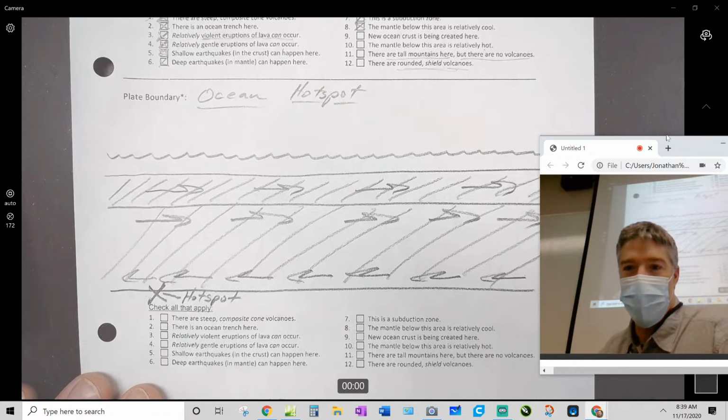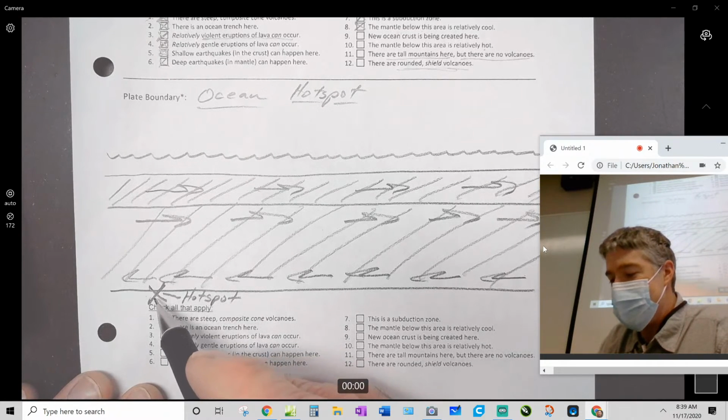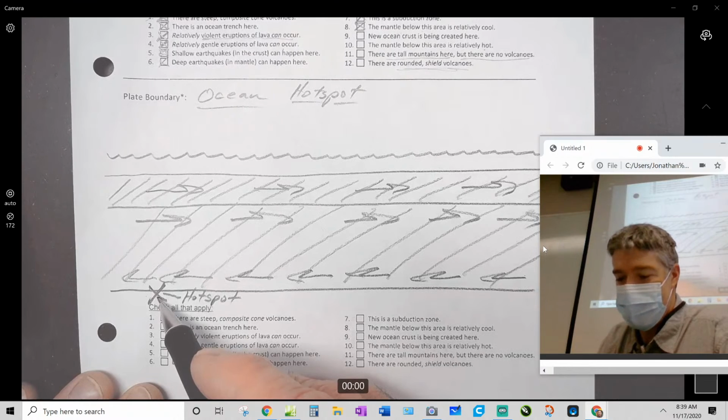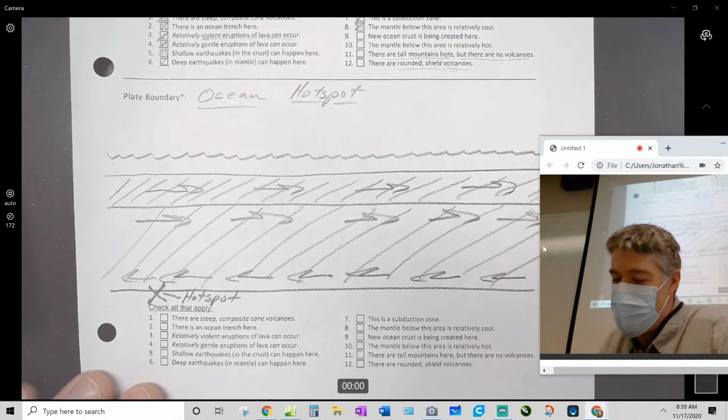There is actually one other thing we need to do, but we can do that in just a second. And I love to say this: the hot spot is essentially a spot that's hot. That's about all we know. It's somewhere down deep in the bottom of the mantle.